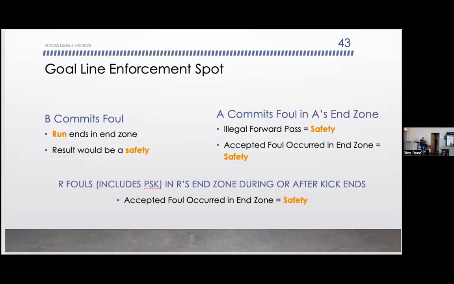Goal line enforcement spot. B commits a foul, and the run ends in the end zone. The result would be a safety. So we're going to enforce that from the goal line, because we know we have a running play, and we know the result is a safety. We have to enforce at the goal line, and the clock starts on the snap.